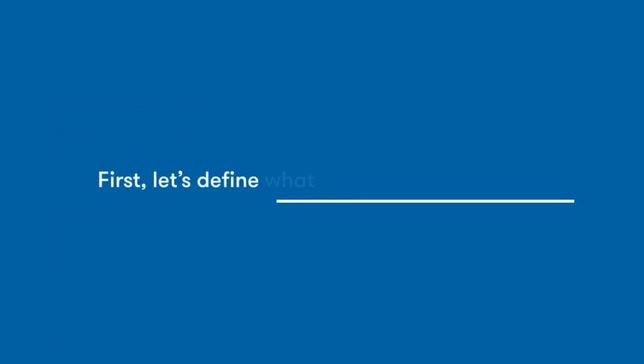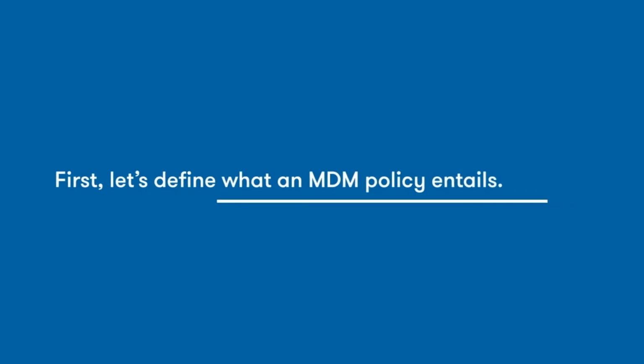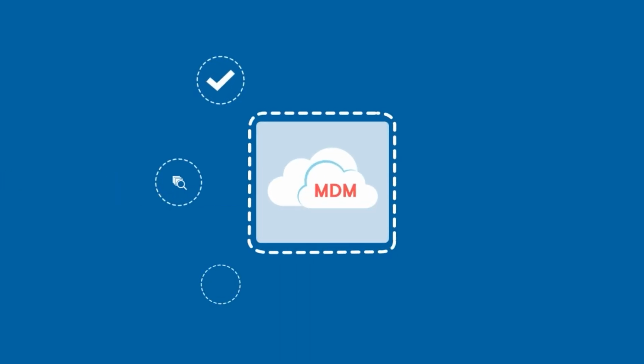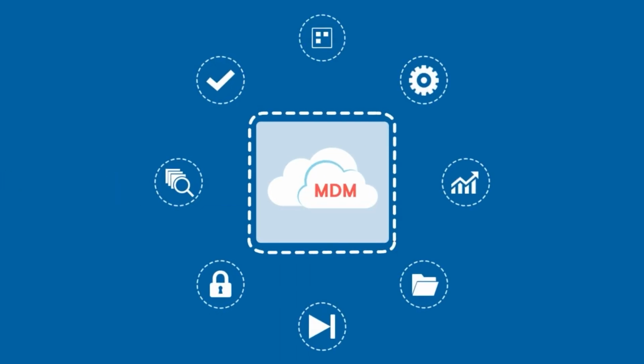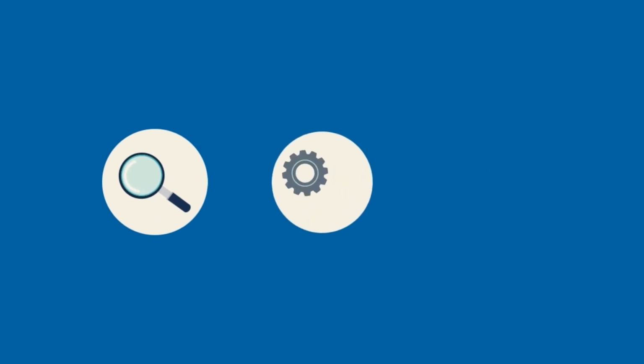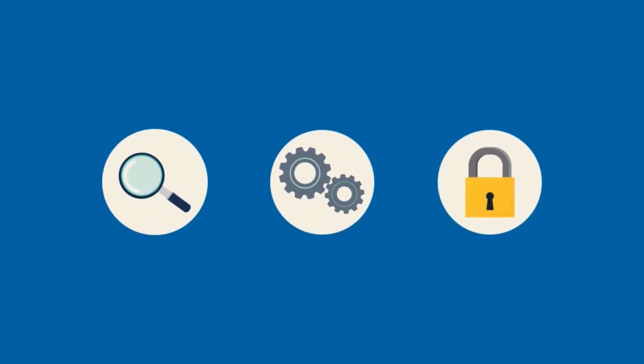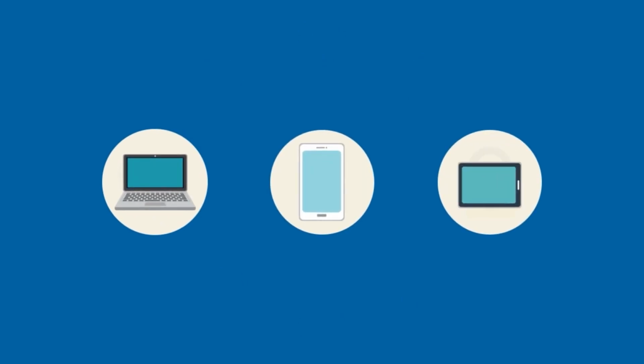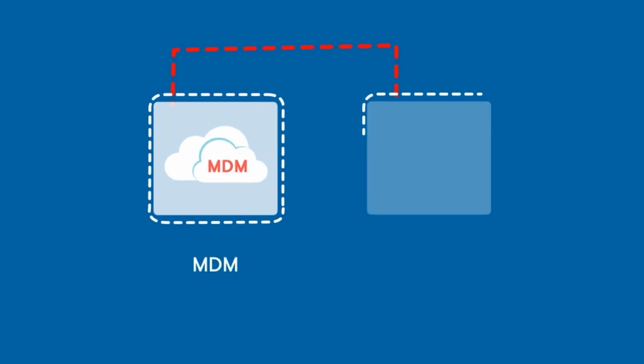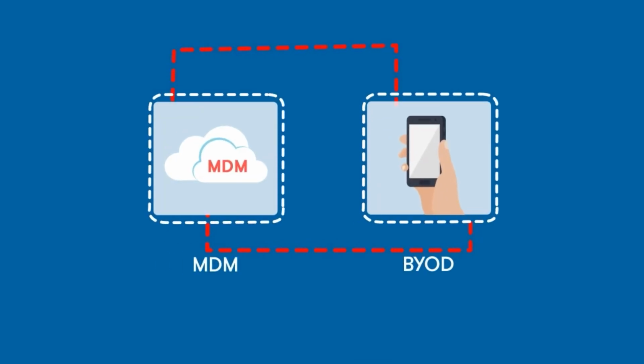First, let's define what an MDM policy entails. MDM is a set of protocols and software used by an IT department to monitor, manage, and secure employees' mobile devices, laptops, smartphones, tablets, etc., that are implemented across multiple operating systems and service providers. Because of this, MDM can relate directly with BYOD.